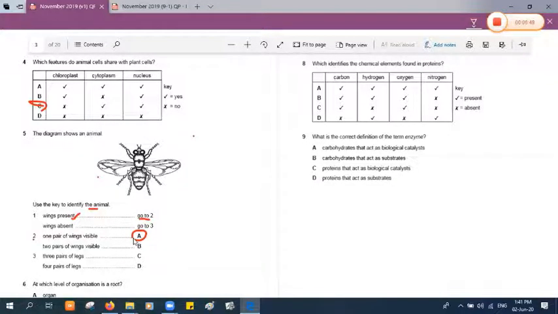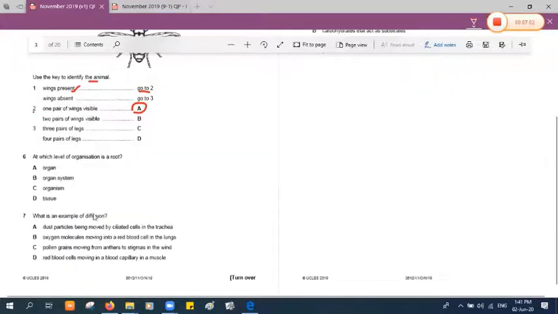Okay, guys, I'm solving these questions with you to be able to answer them by yourselves in the exam. If you have any questions, stop me and ask me. Okay, question 6: at which level of organization is the root? The root is an organ, a system, an organism, or a tissue.